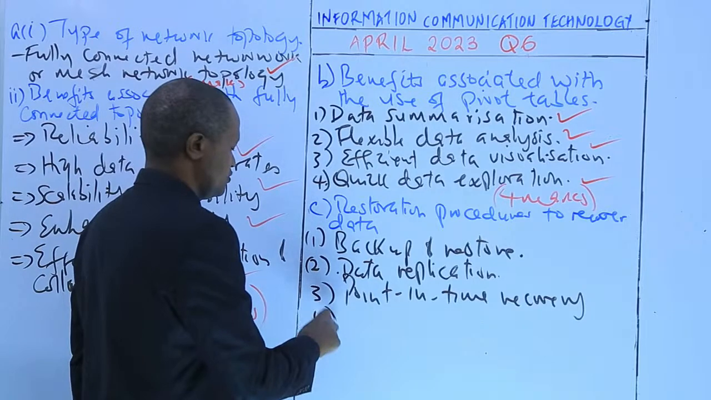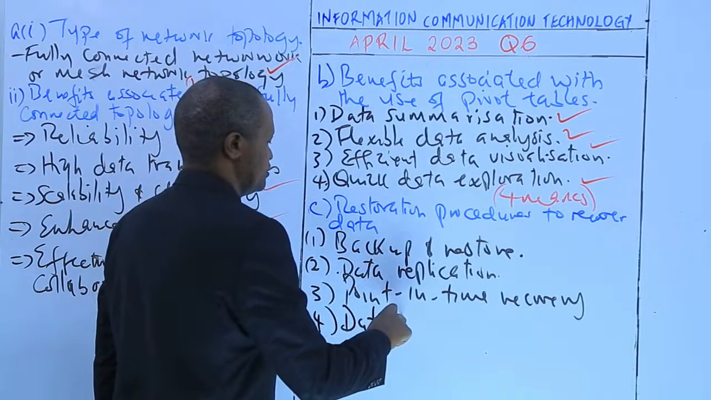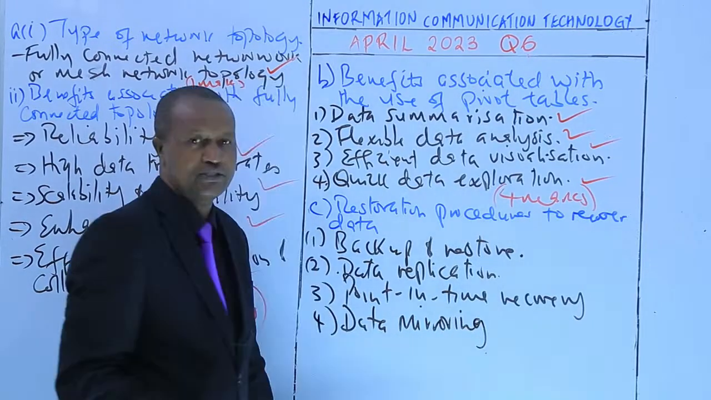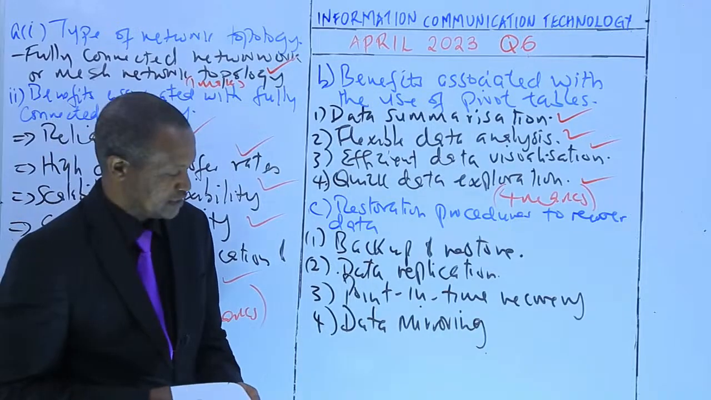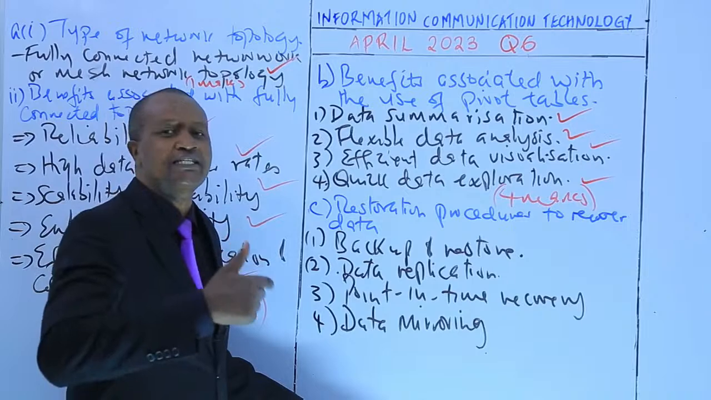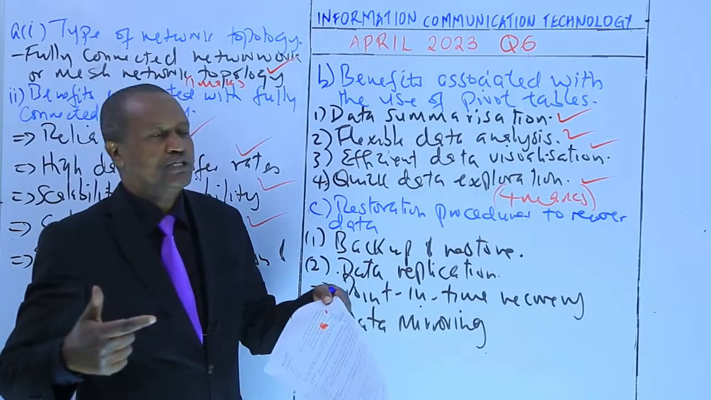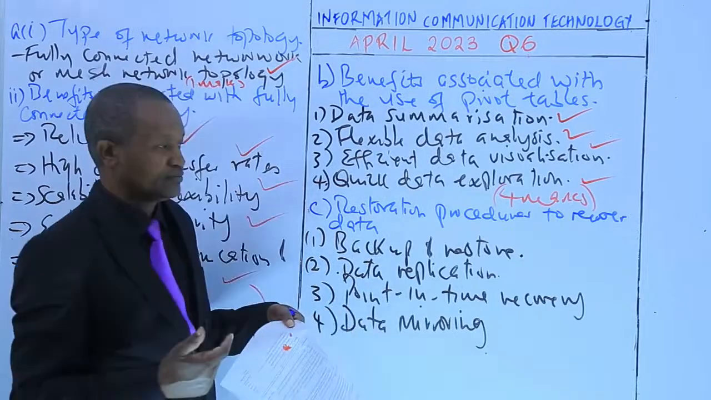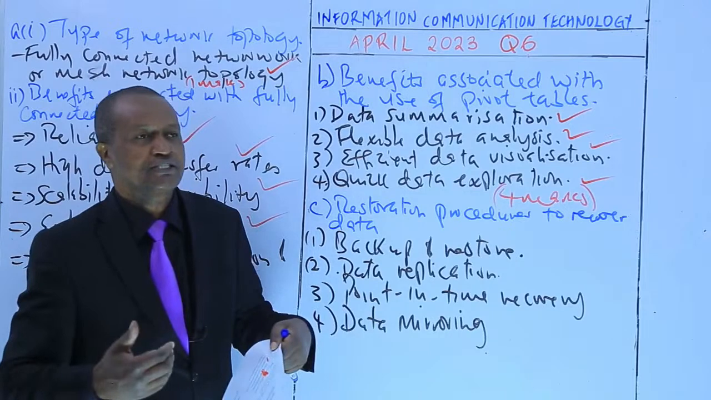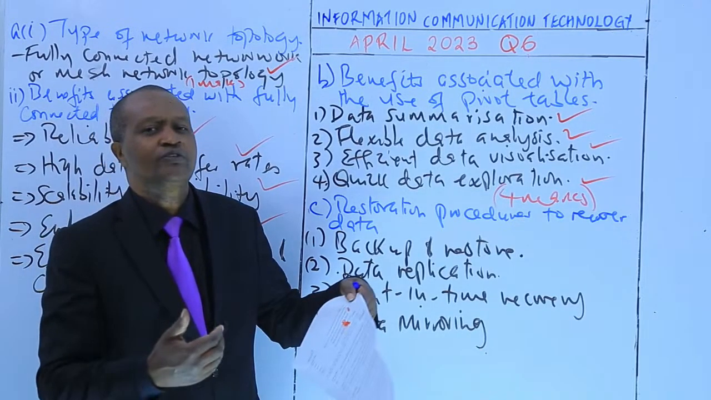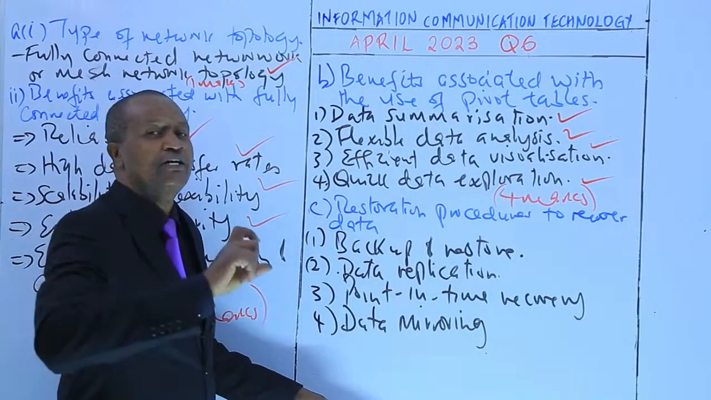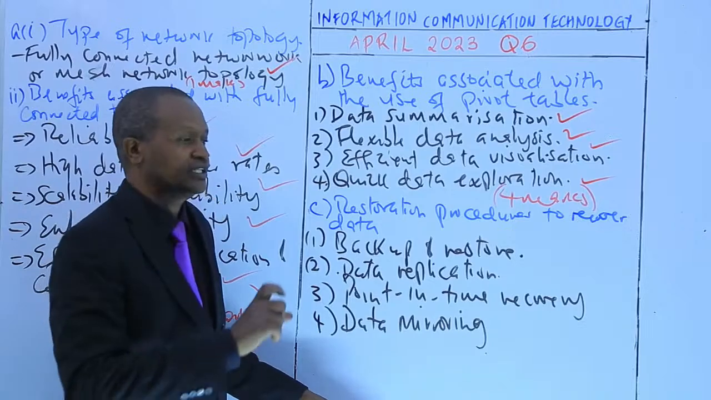Data mirroring. Data mirroring is a technique where data is simultaneously written to multiple storage devices in real time, so that if data is lost from one device, it can be retrieved from the mirrored copies, ensuring data availability and minimizing downtime.